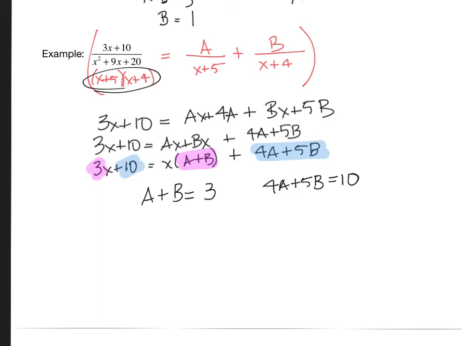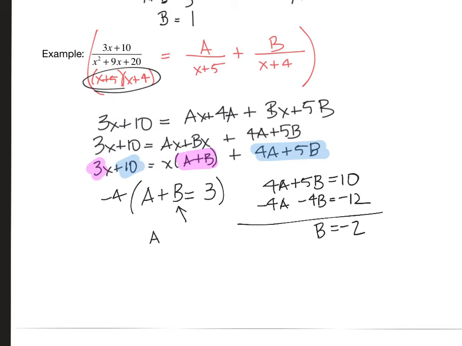Okay, so now this is literally just a system of equations. I'm trying to solve for a and b. I'm going to take this one and multiply it by -4 to eliminate the a's. So -4a, -4b, -12. So b is -2. Once I know that b is -2 and I put it in here, a minus 2 equals 3. That means that a has to equal 5.